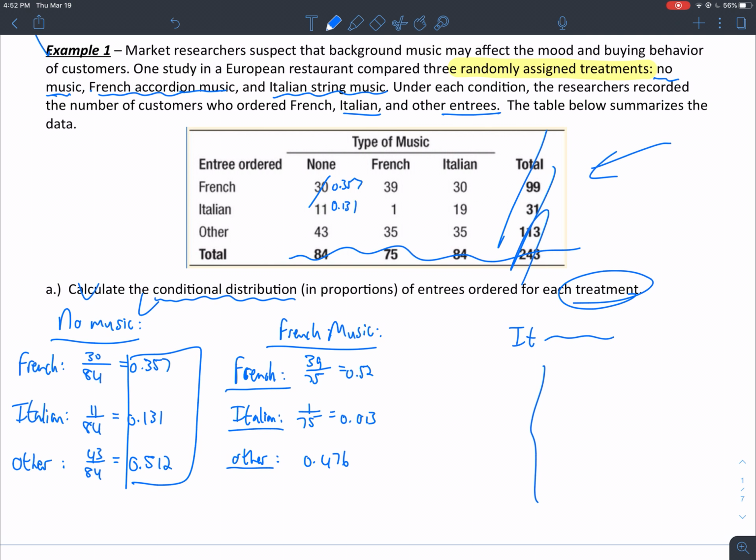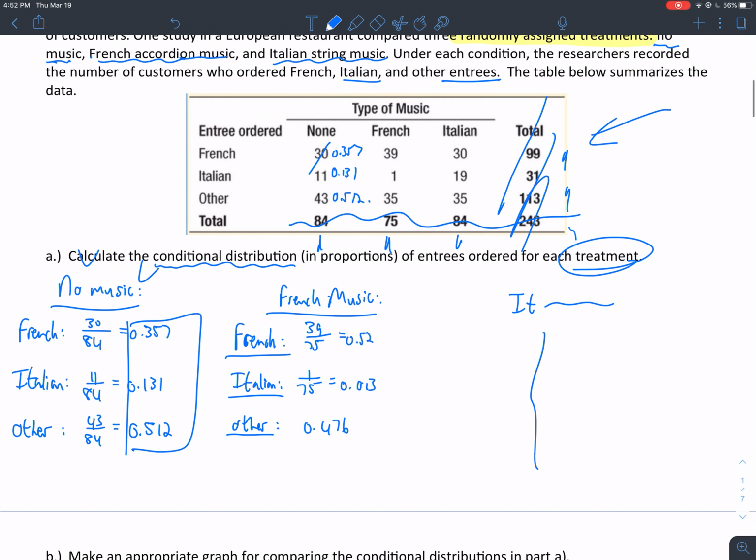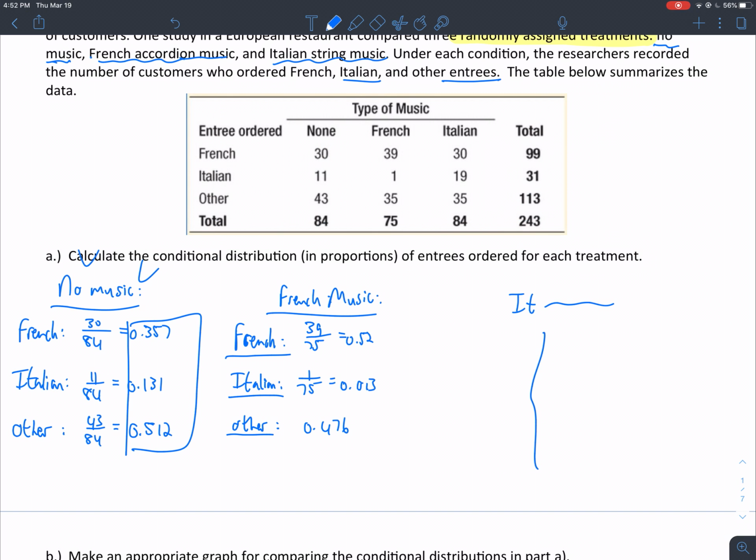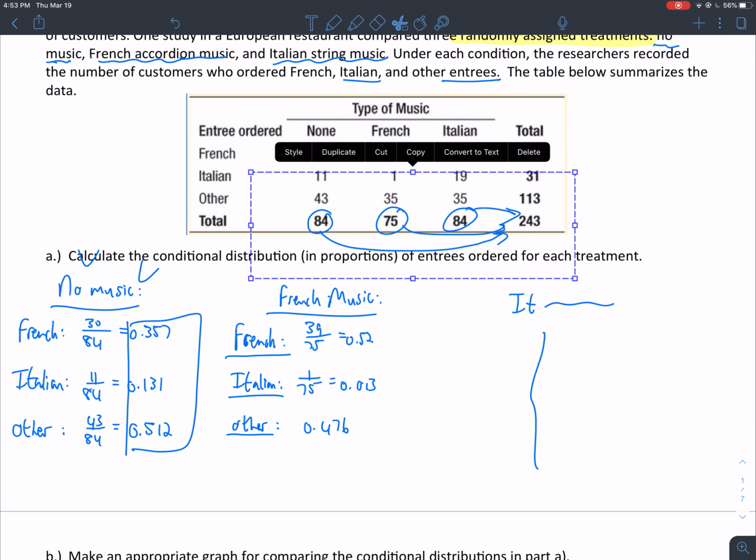0.357, 0.131, and 0.512, something like this. All of these will add up to 1 and 1 here. Okay, so in any case, that's the conditional distribution. Review from chapter 1. Remember, just for interest's sake, I don't know if you remember this, but marginal distributions. What are marginal distributions? That is this one, 84 over 243, or 75 over 243, or 84. Those are marginal distributions. Interesting if you remember that.